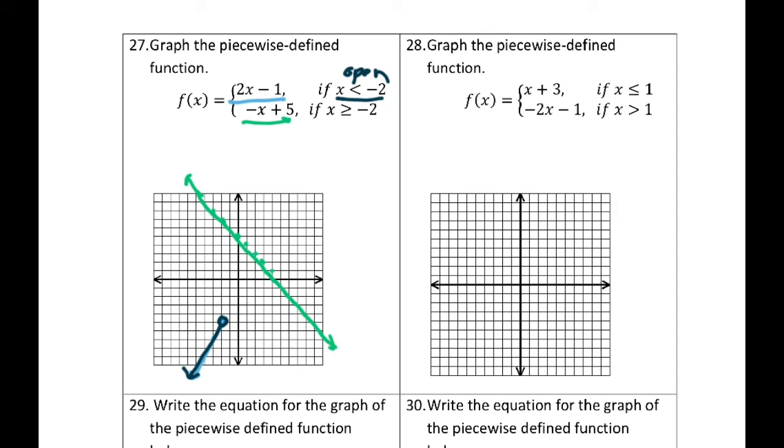Now let's look at our interval. I only need this graph where x is greater than -2. So I'm going to make a closed circle on my line where x is -2. And greater than means I only need it to the right. So I only need this part. So I'm going to erase the piece that I don't need.